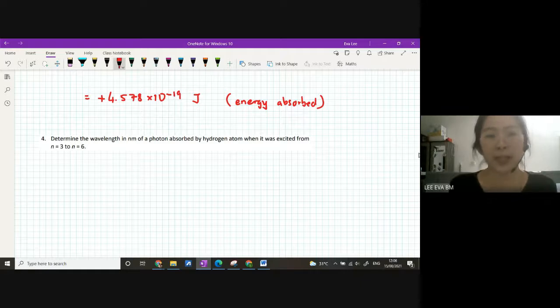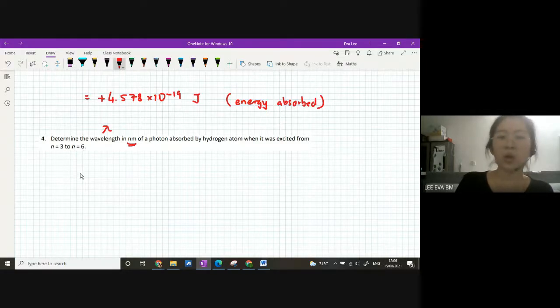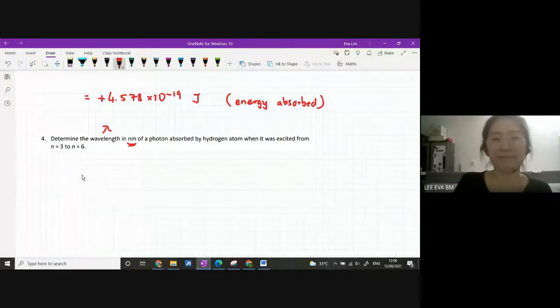Okay, right. So question number 4, determine the wavelength in nm. This nm means nanometer, okay, of a photon absorbed by hydrogen atom when it was excited from n equals to 3 to n equals to 6. So this wavelength, we have a symbol lambda. Okay, it must be in nanometer for your final answer. Okay, so you have n equals to 3, n is equals to 6. So which formula are we going to use?